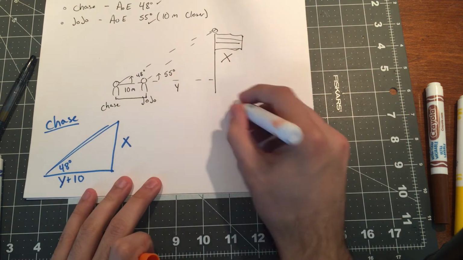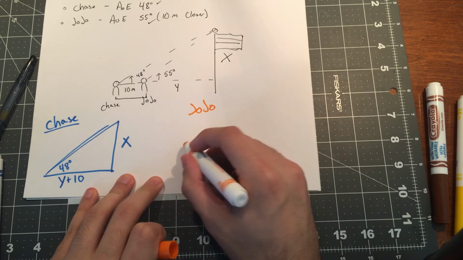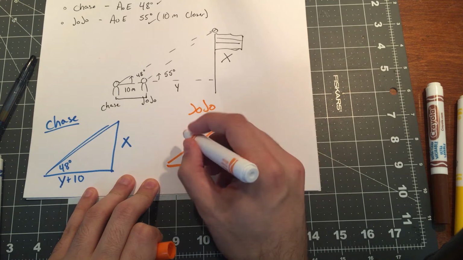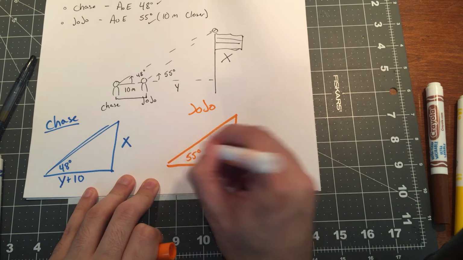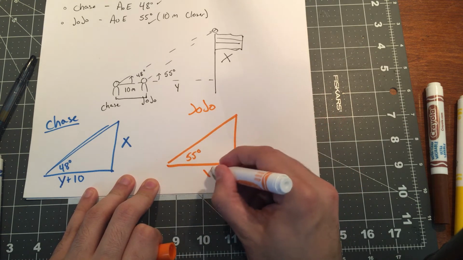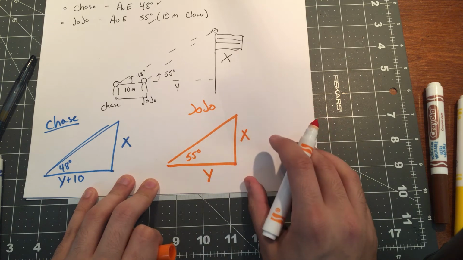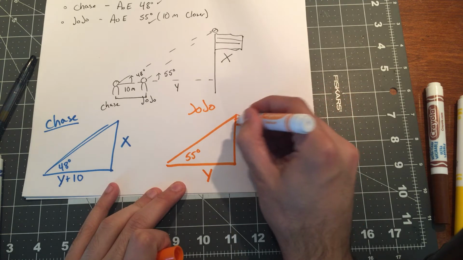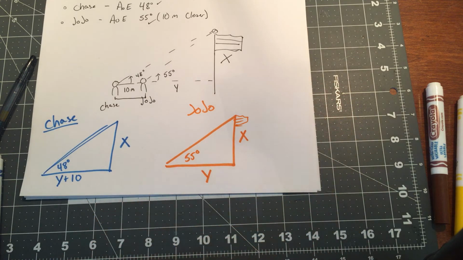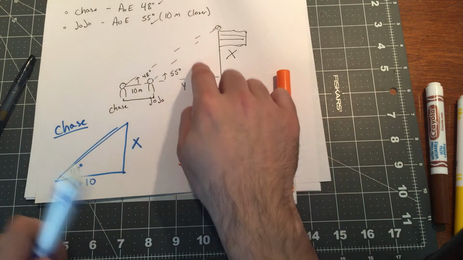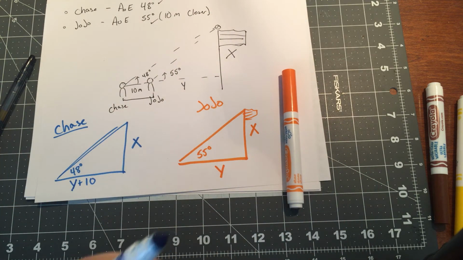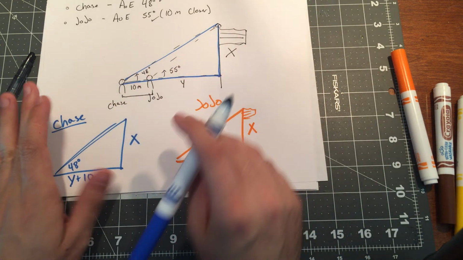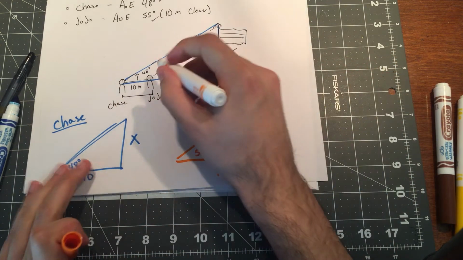Well, let me draw my JoJo information over here. Like I said, there are two triangles. This is 55 degrees. He is y away, and he is x tall for the flagpole. So once again, the flagpole's here, and all that stuff. Let me take these colors and put them on our original graphic. Hopefully you have that. So the Chase triangle is this one, and the JoJo triangle is this one.